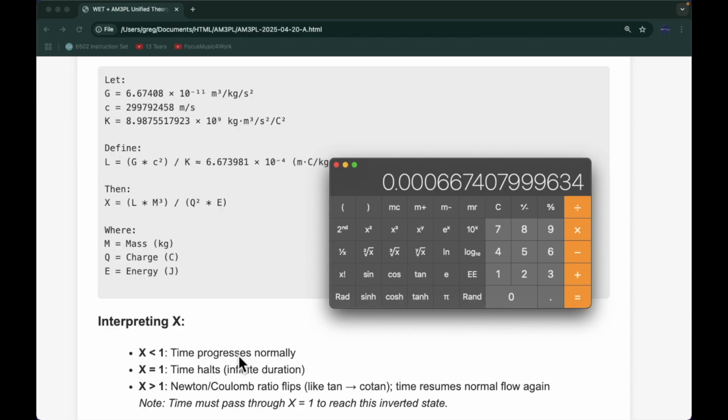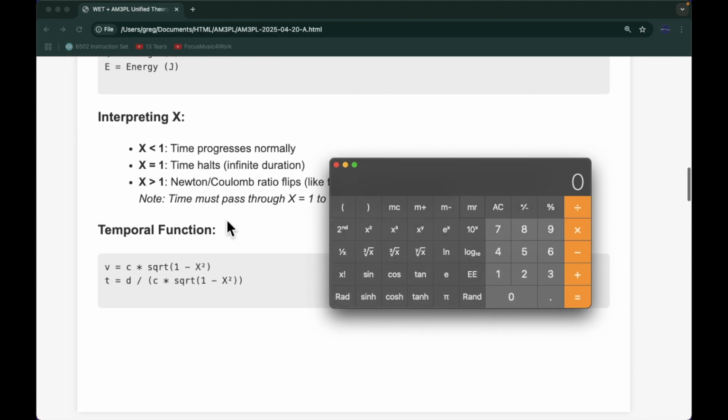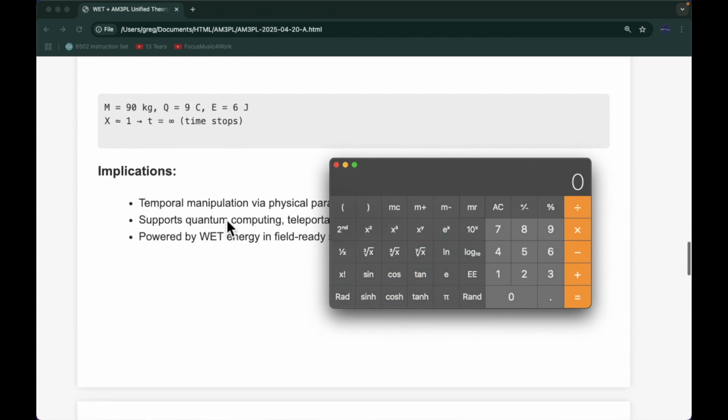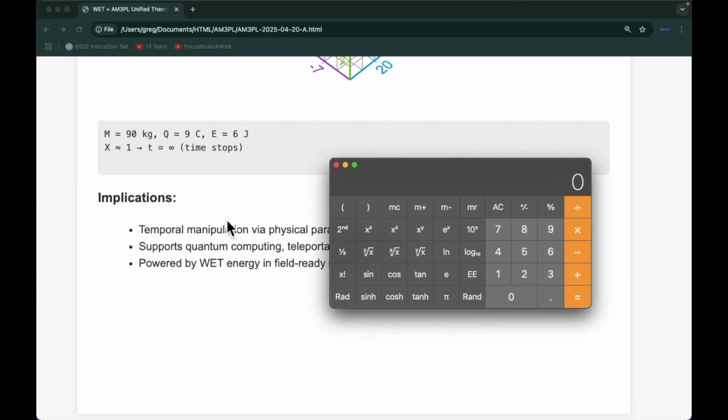Let's store it. Put it in memory. Okay. And then, how do we plug our example in?